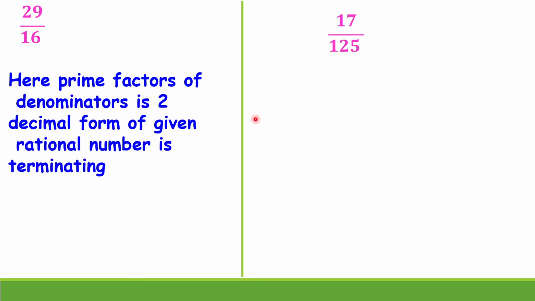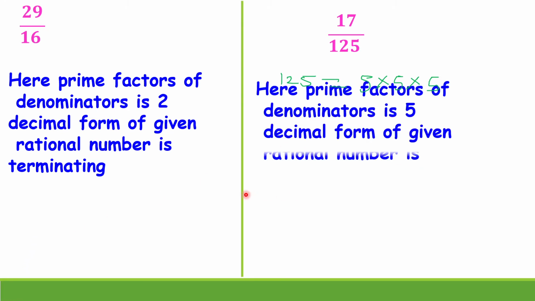17 over 125. 125 is the cube of 5. Therefore 125 is nothing but 5 into 5 into 5. That means the factors of the denominator are only 5. And we know that if the factors of the denominator are only 2 or 5, then the decimal form of the given rational number is terminating.